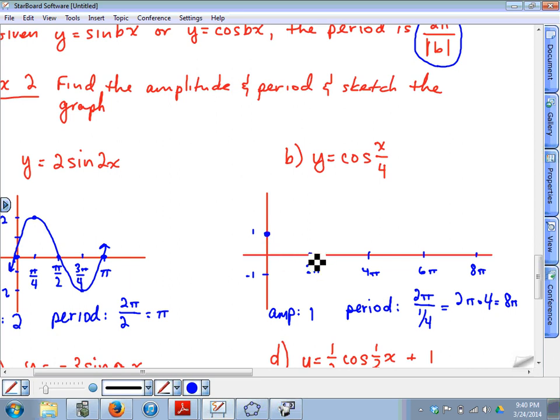And because we're graphing a cosine, that's going to start at the top of its amplitude, go down to 0, then to the lowest point, back up to 0, and then end at the top of its amplitude. So there's one complete cycle of y equals cosine of x over 4.